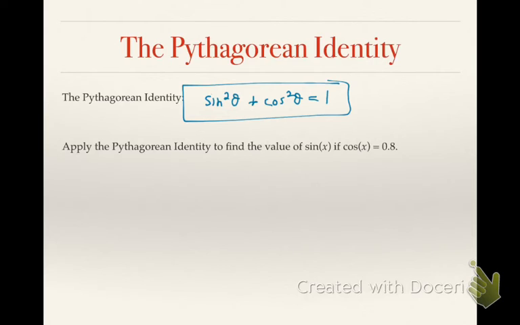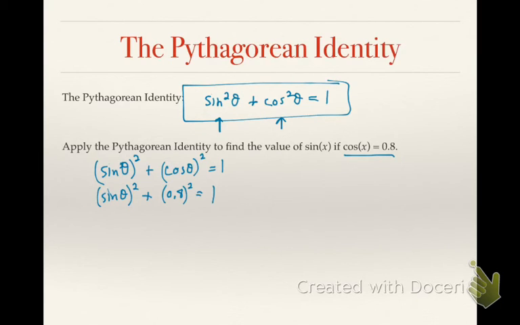Okay. Now you can use this to help find out the value of another trig function. For instance, if you know the cosine of x is 0.8, notice you can plug 0.8 in for cosine and then be able to solve for sine. So just practice this. Here I'm going to write it in the other form, sine theta squared plus cosine theta squared, because it might be easier to work with in this problem. I'm going to substitute 0.8 in for cosine. That gives me sine theta squared plus 0.8 squared is equal to 1.